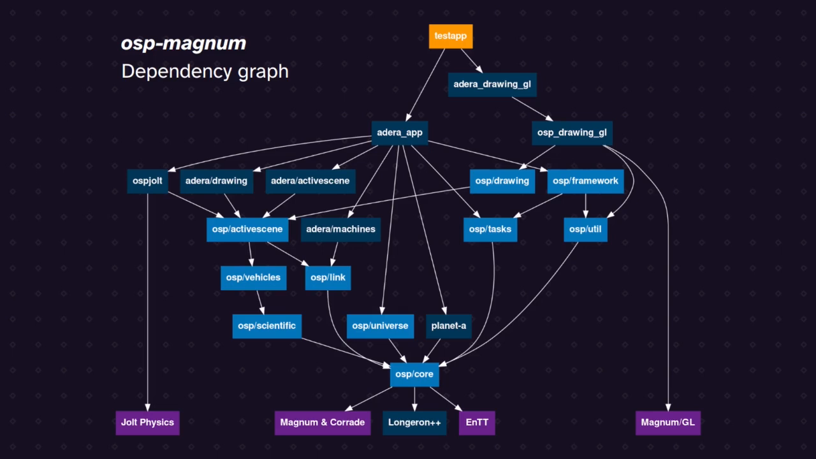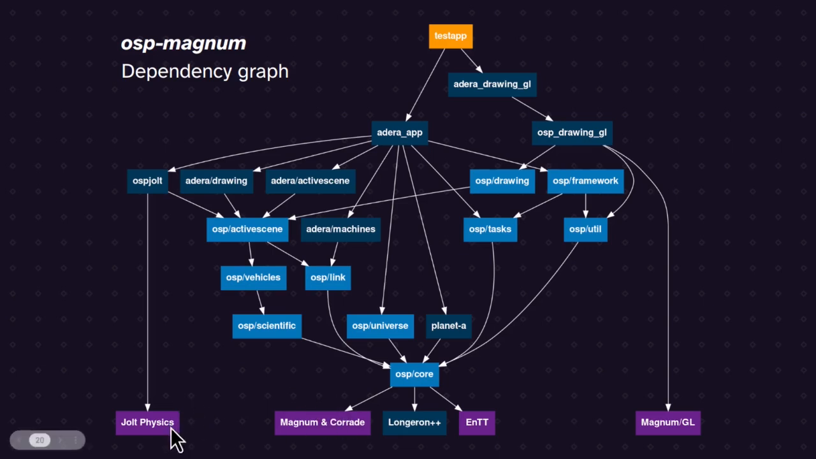So this is the dependency graph. On the bottom, we see the external libraries, Magnum and Corrade. Magnum is used for the OpenGL renderer, as well as its utility library Corrade, and Enti for some containers. Magnum GL is the OpenGL part. The project gets its name from Magnum, of course, even though it's not actually that reliant on Magnum.